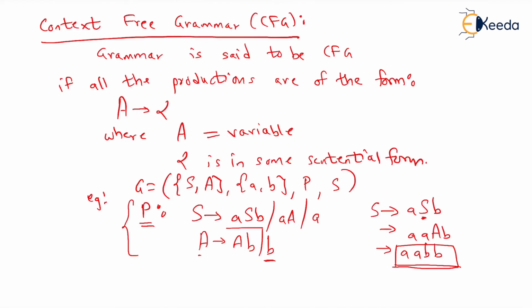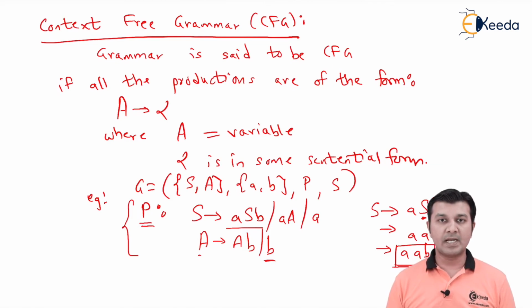Therefore, I define a context-free grammar as a grammar if all the productions are of the form A gives alpha, where alpha is in some sentential form. That is, ultimately, after using all of the production rules, I should be able to derive at least one sentence. Then only I say the grammar is a context-free grammar. So if the grammar can derive at least one sentence, we say it is a context-free grammar, else it is not a context-free grammar. In the next session, we are going to do a lot of examples on this, as well as cleaning of the grammars to make the grammar context-free. See you in the next session. Thank you.